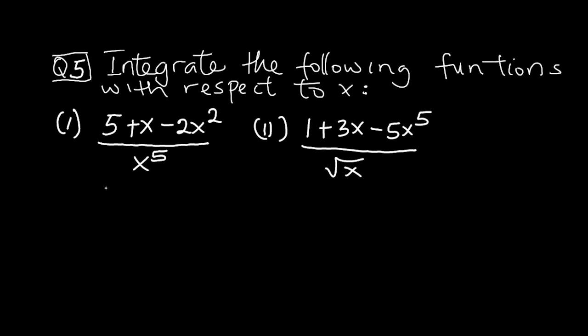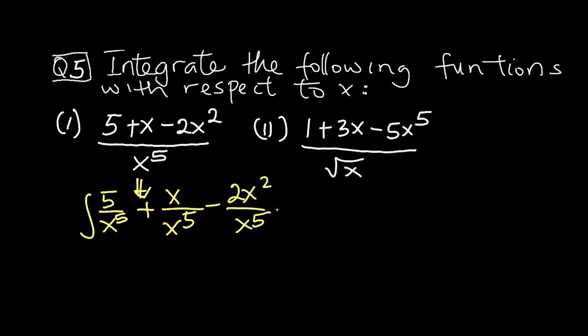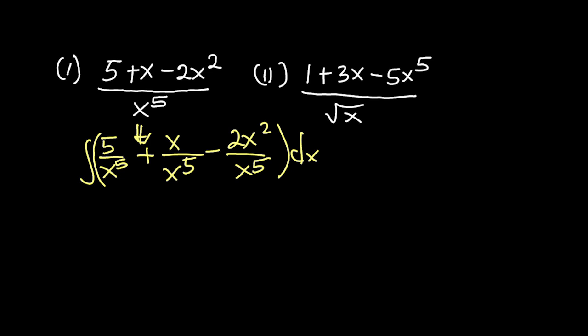So what we're going to do in this place is to do the algebra for the first one and introduce your integral sign. So this implies 5 over the denominator x to the power 5, then plus x over x to the power 5, and then minus 2x squared over x to the power 5. Then you can close the brackets. So that's the first step, denominator to divide each of the items in the numerator. So we're going to have this form.